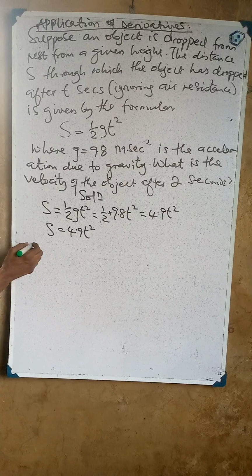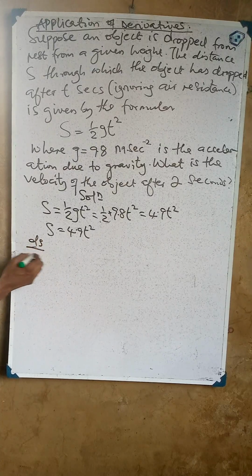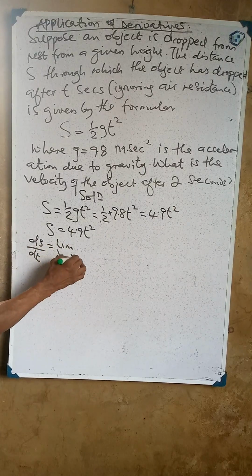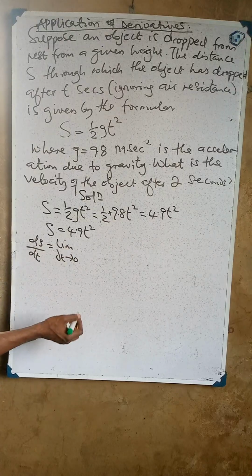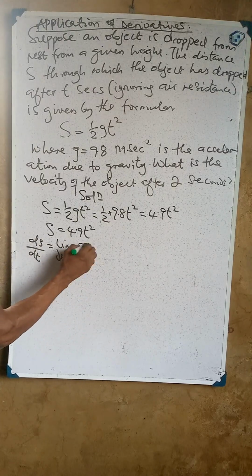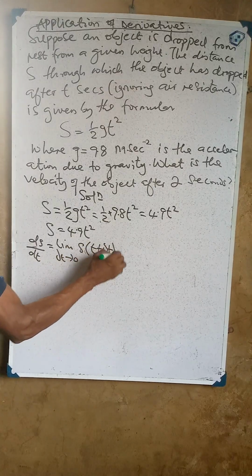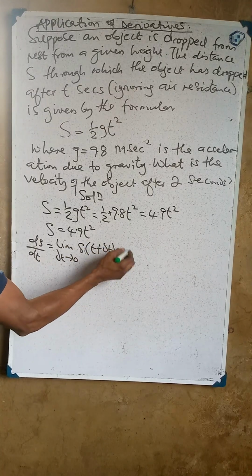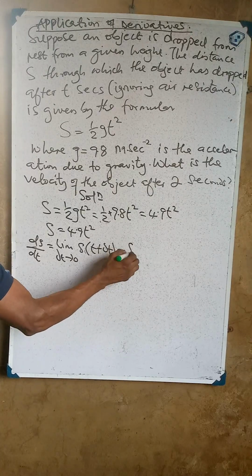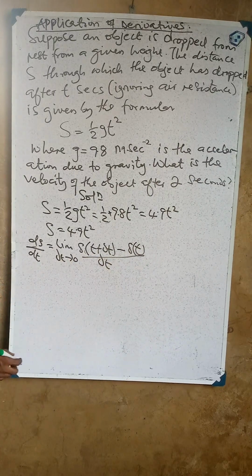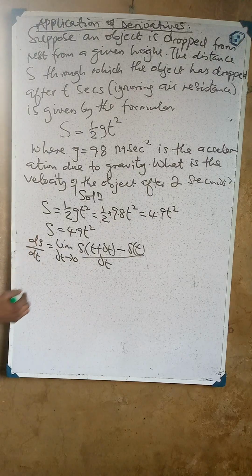And we're aware that the velocity is ds/dt, equals the limit as Δt tends to 0 of s(t plus Δt) minus s(t), over Δt. This is the formula of finding the velocity. All right, take it up from here.